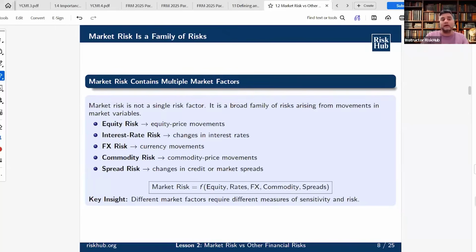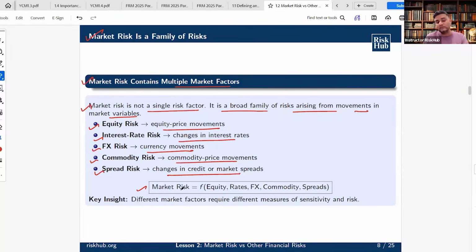Then we go to slide number 8. Market risk is a family of risks. It contains multiple market factors. Market risk is not a single risk factor. It is a broad family of risks arising from movements in market variables: equity risk, price movement; interest rate risk, change in interest rate; FX risk, currency movement; commodity risk, commodity price movement; spread risk, change in credit or market spread. Market risk is a function of equity, rates, FX, commodity, spreads. Key insight: different market factors require different measures of sensitivity. So very simple.